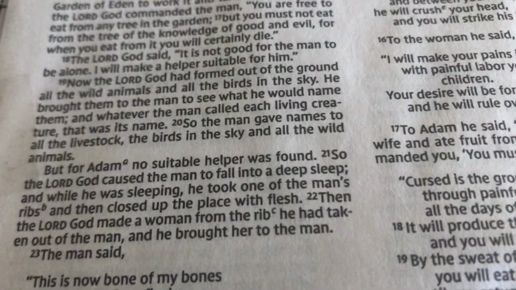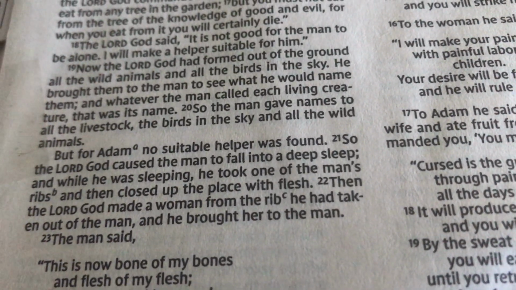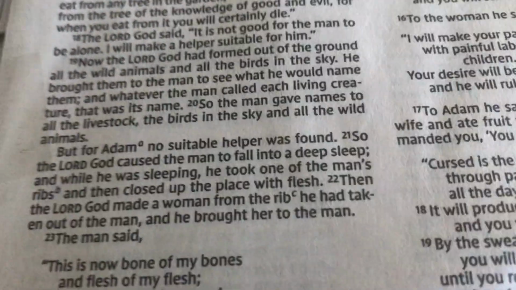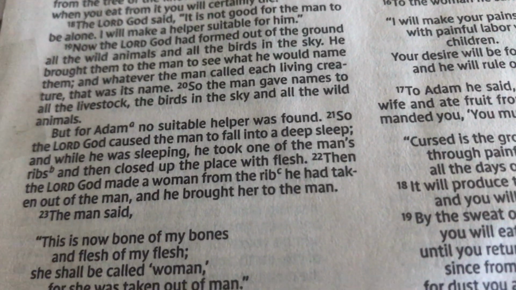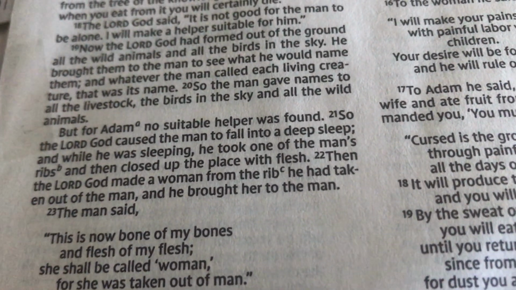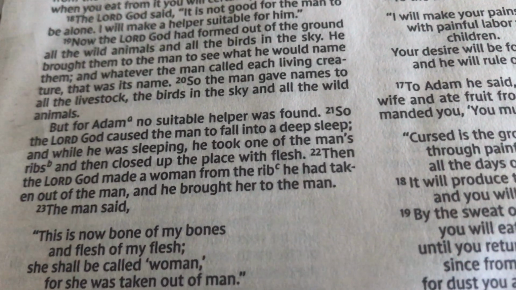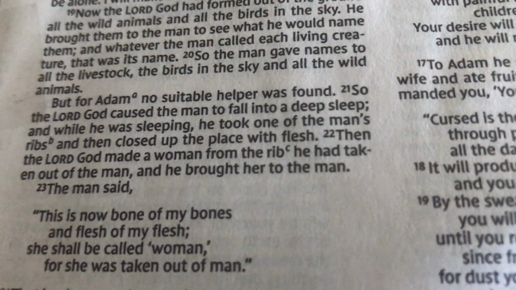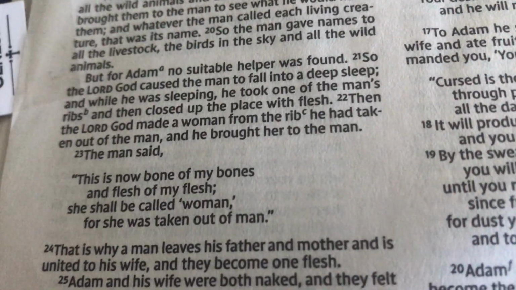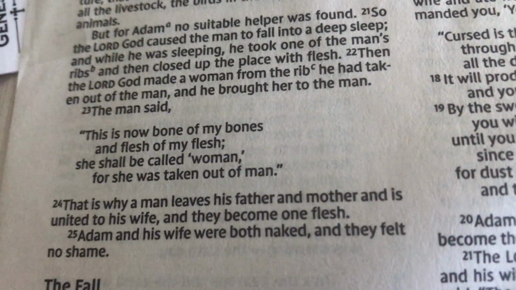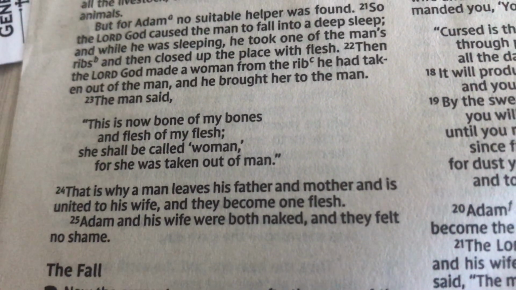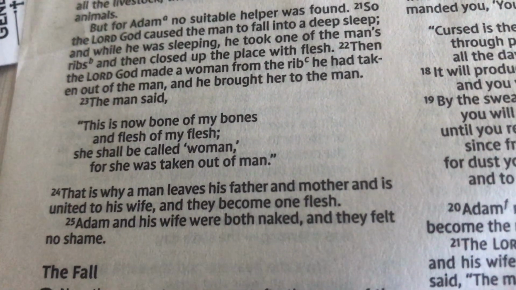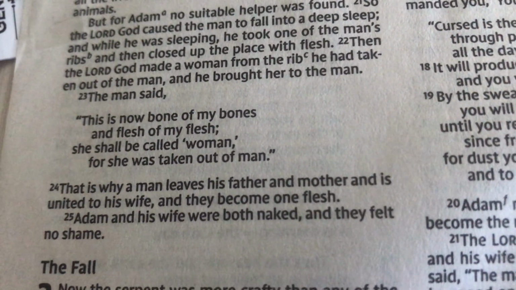So the Lord God caused the man to fall into a deep sleep. And while he was sleeping, he took one of the man's ribs, then closed up the place with flesh. Then the Lord God made a woman from the rib he had taken out of the man, and he brought her to the man. The man said, "This is now bone of my bones and flesh of my flesh. She shall be called woman, for she was taken out of man.